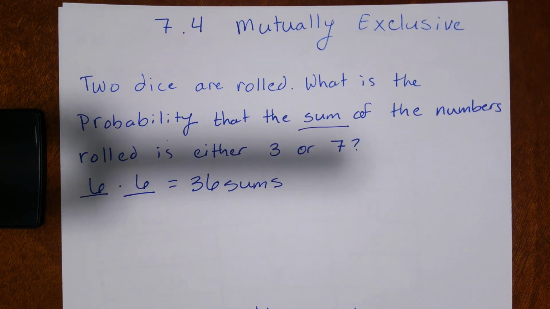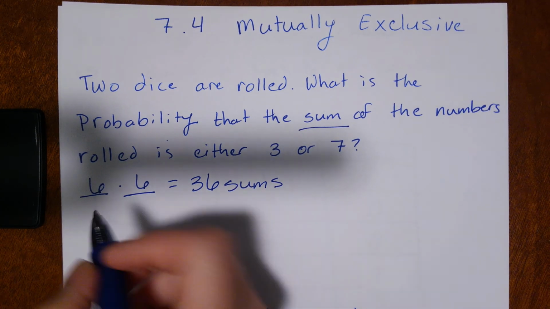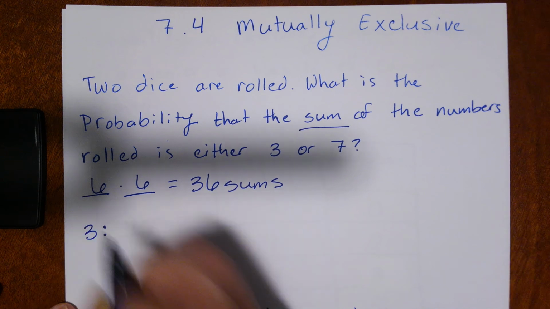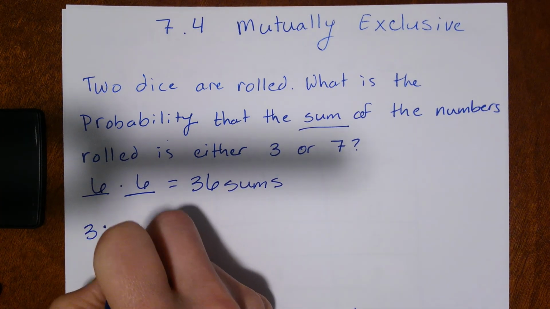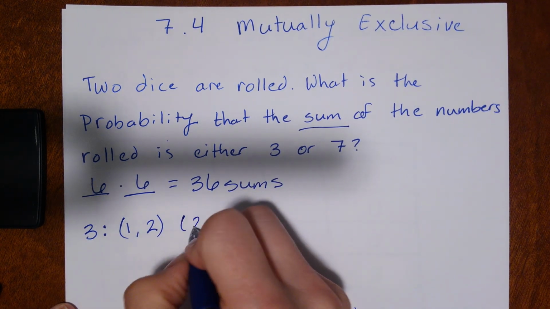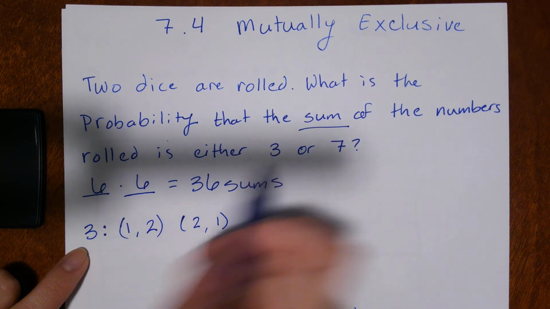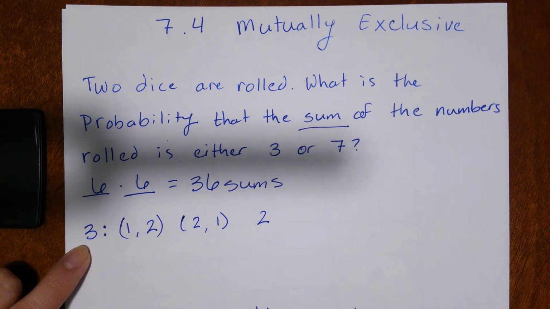How many of those would result in a sum of 3? How many in a sum of 7? So for 3, the first die could be a 1, and the second one could be a 2. That would give me a sum of 3. And the first one could be a 2, and the second could be a 1. That would give me a sum of 3. And so these are the only 2 ways that I could roll 2 dice and get a sum of 3. So for the event 3, there's 2 possible outcomes.